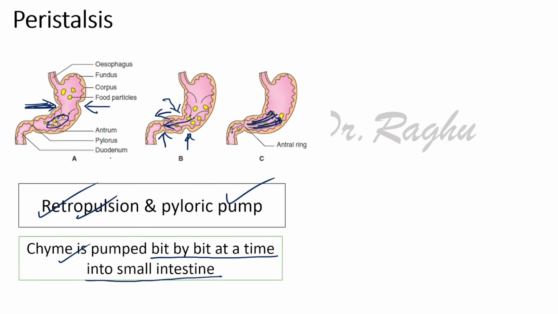Okay, so that means peristalsis as such has two functions. One is, it is helping in mixing the food particles with the gastric secretions, resulting in the formation of the chyme. Second is, peristalsis is also helping in moving the food from the stomach into the duodenum, because of these two important phenomena, one called retropulsion and the other called the pyloric pump. So this is with respect to the movements of the stomach.